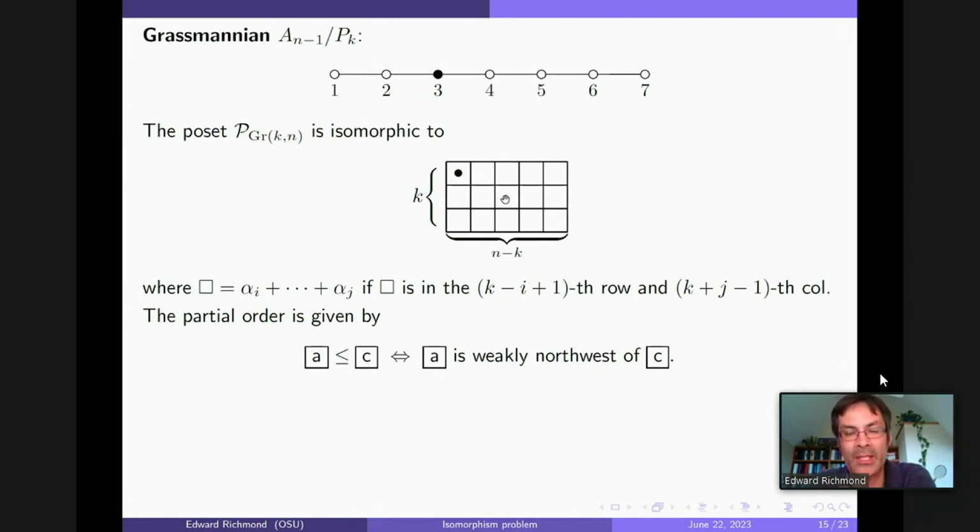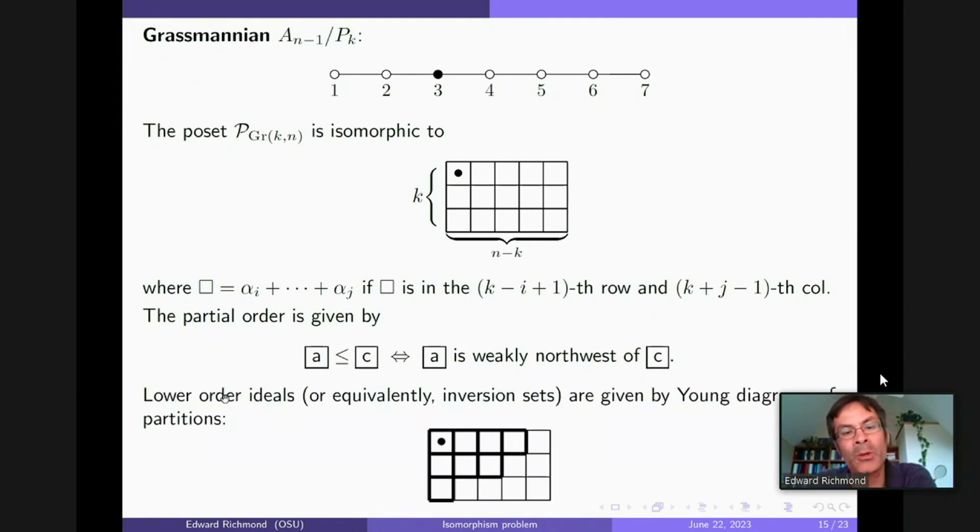And what you do is you take this box, you look to the left and you look up, and this box will be alpha 2 plus alpha 3 plus alpha 4 plus alpha 5. And that's clearly bigger than alpha 3. So the partial order in this case on boxes is, if one box is weakly northwest of the other, then that one's going to be smaller. And when you look at lower order ideals, these are sets that are closed under going up and to the left. You see that you get a Young diagram of a partition.